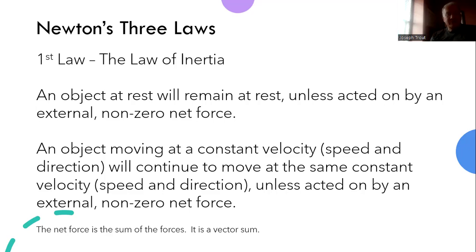However, it's constantly changing direction because it's moving in a circle. So there must be a net force, and this net force is the gravitational force of the Earth. Earth is pulling on the moon, and therefore there's a net force that's not zero. Although the moon doesn't change its speed, its direction constantly changes as it circles around the Earth.